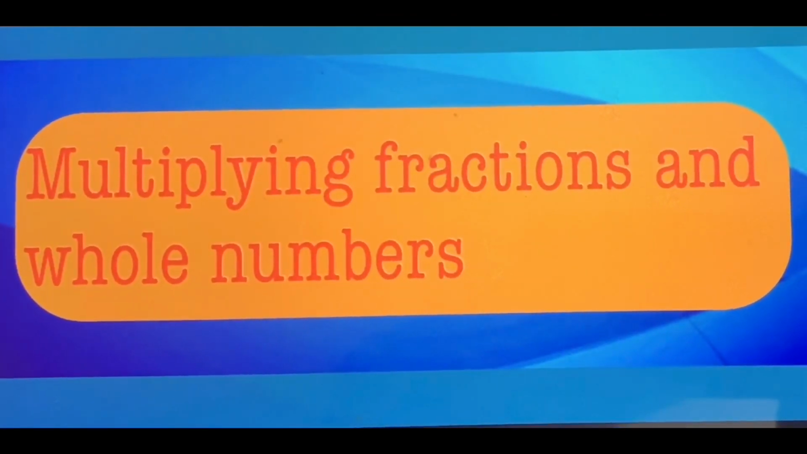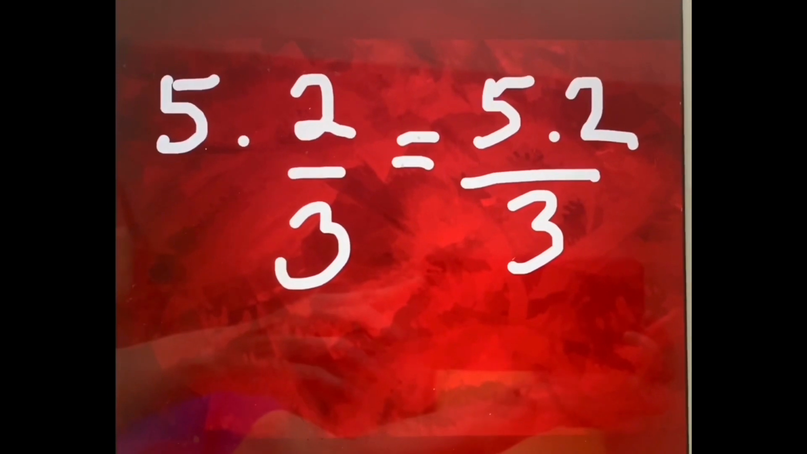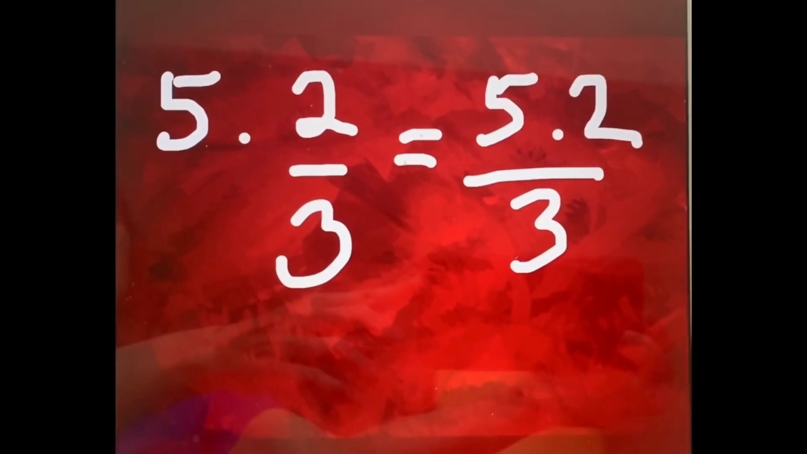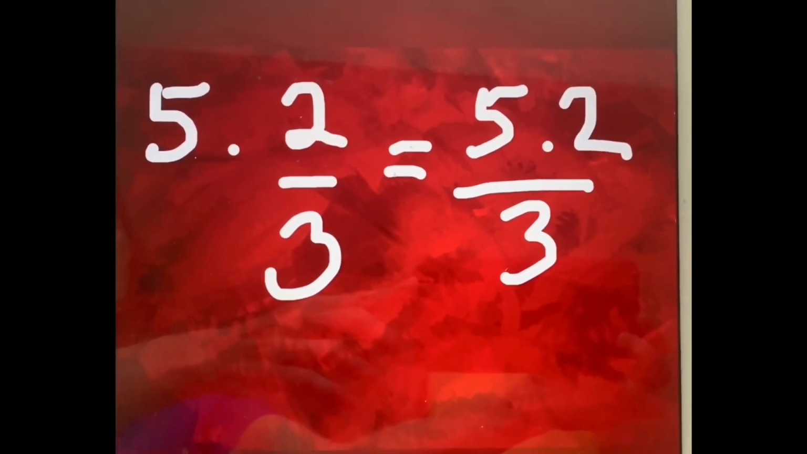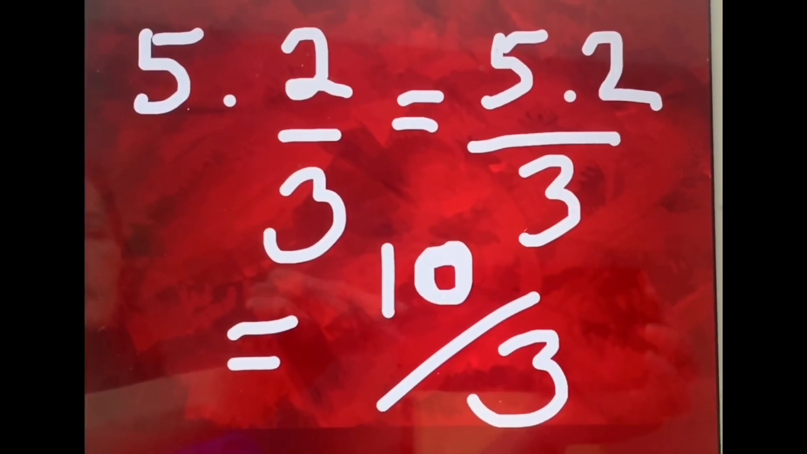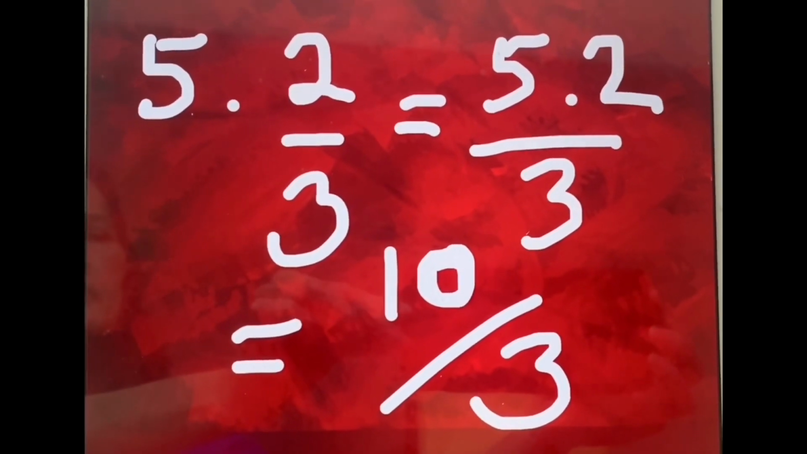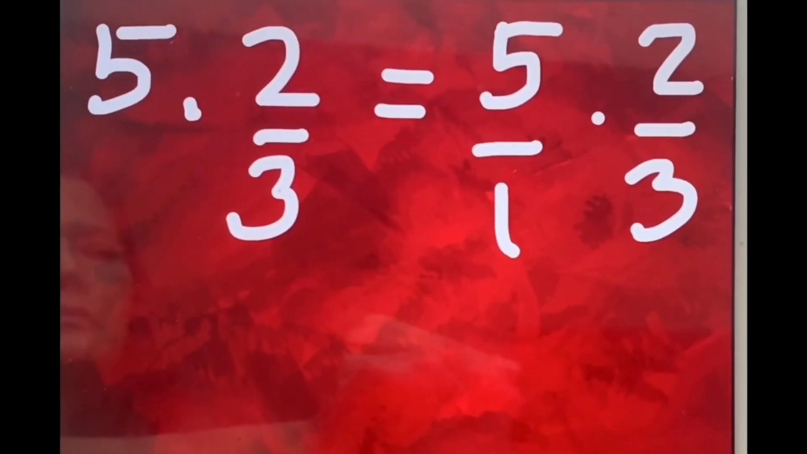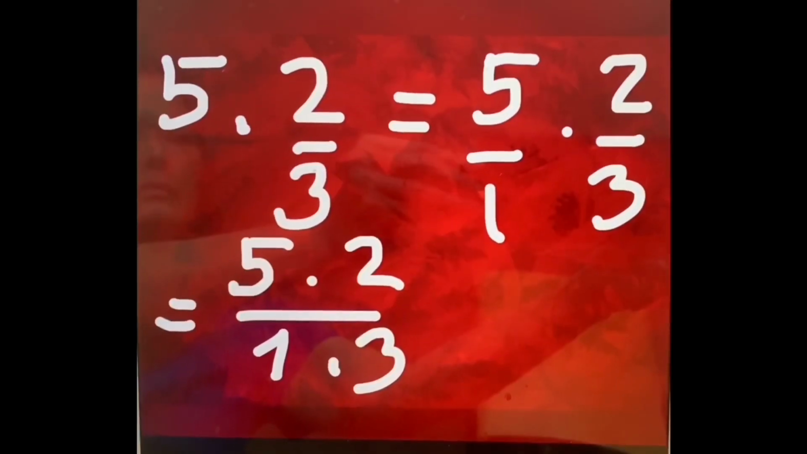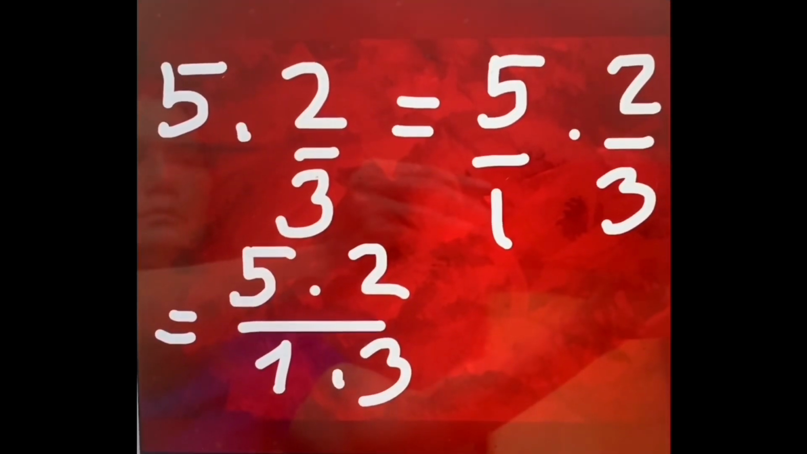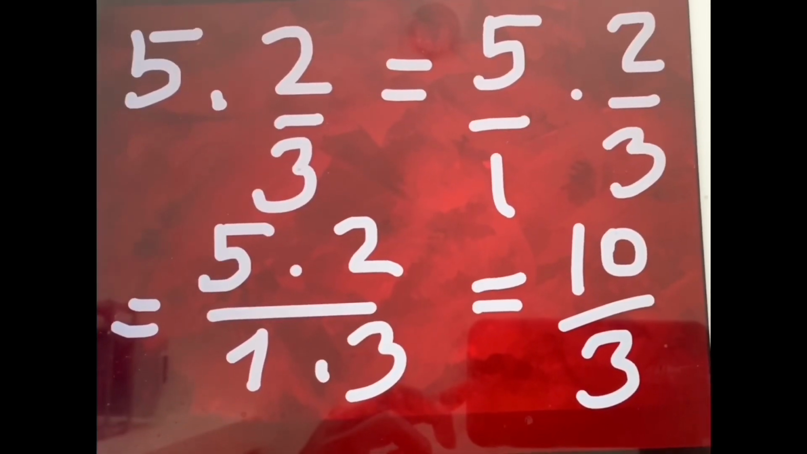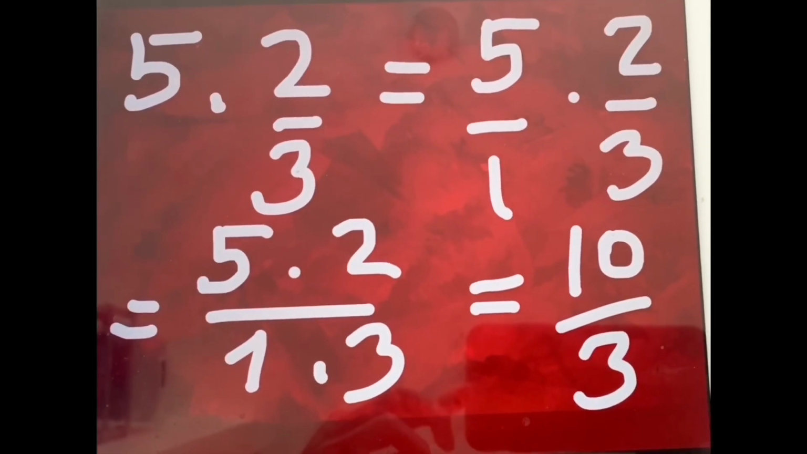Multiplying fractions and whole numbers. You can multiply fractions by whole numbers in two ways. One way is the numerator of the product will be the whole number times the fraction's numerator, and the denominator will be the fraction's denominator. The other way is to treat the whole number as a fraction. The whole number always has 1 as the denominator. Then multiply as you would any two fractions.